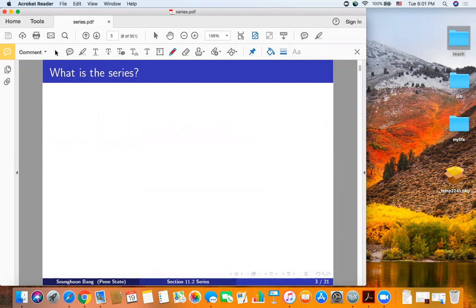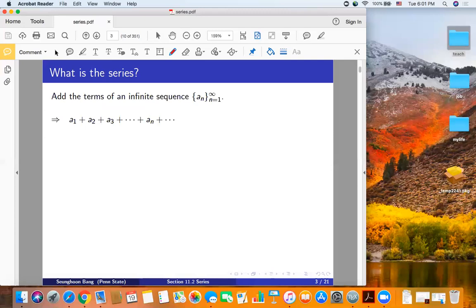So what is a series? Add the terms of an infinite sequence a_n from n equal to 1 to infinity, like this: a1 plus a2 plus a3 plus, till a_n plus, keep going. We have this notation, summation from n equal to 1 to infinity of a_n, or just summation of a_n, which is called an infinite series or just a series.